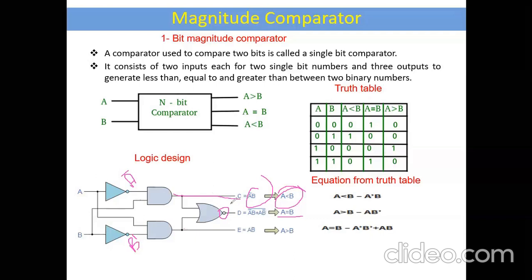Actually, I am supposed to get A bar B bar plus AB for A equal to B. But here I got A bar B bar plus A B bar. Again, if you take NOT of this, that is called exclusive NOR gate. Exclusive NOR. Then we will get A equal to B.